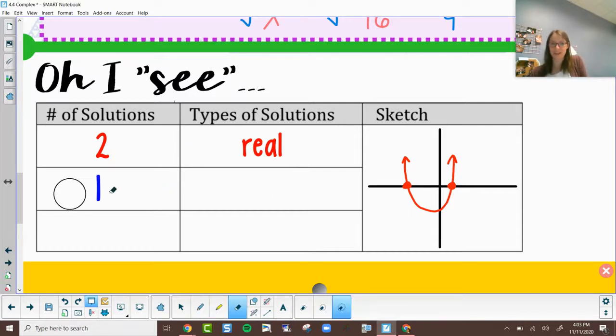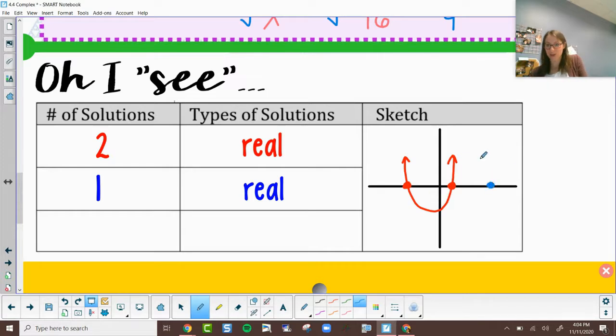The other one that we've run into is where we've only found 1 real solution. So that particular example is where it touched the x-axis, but only in one spot. So we only had one possible root.